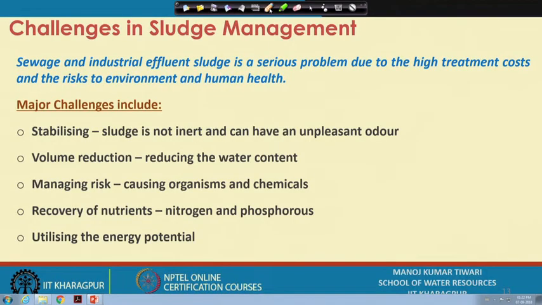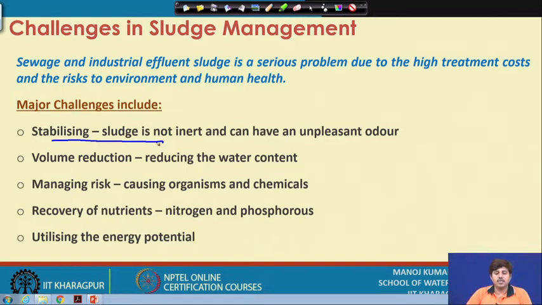If you look at the major challenges, a few of them include the stabilization of sludge. Sludge is not inert and can have an unpleasant odor. There are a lot of organic materials present in this, and it can turn septic, lead to foul smell, and can have various health impacts upon contact. So that is one of the major problems.